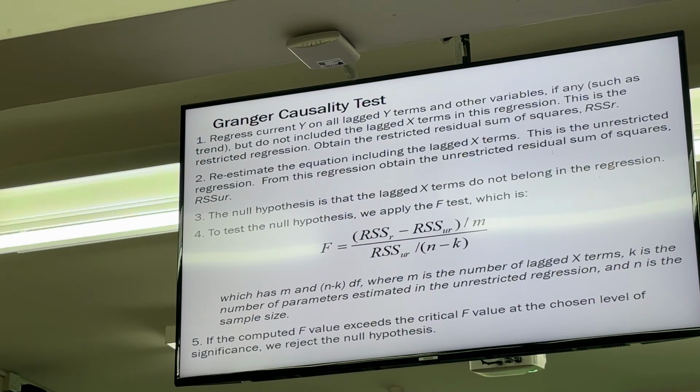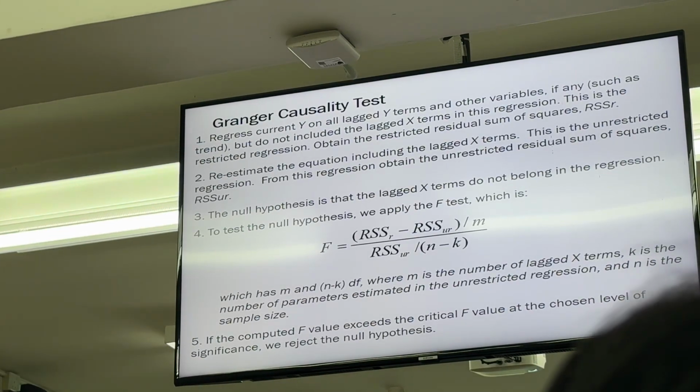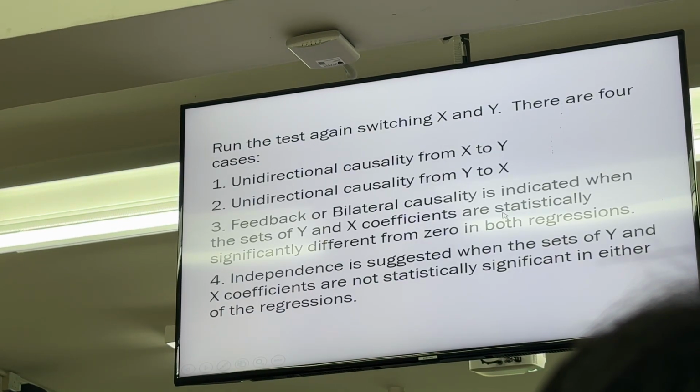If you reject the H null, what does it mean? It means that your x belongs to the y, right? The H null is that x does not belong. So if you reject, it means you have the potential that your x belongs. It means that your x Granger causes y. So this is the Granger causality idea.